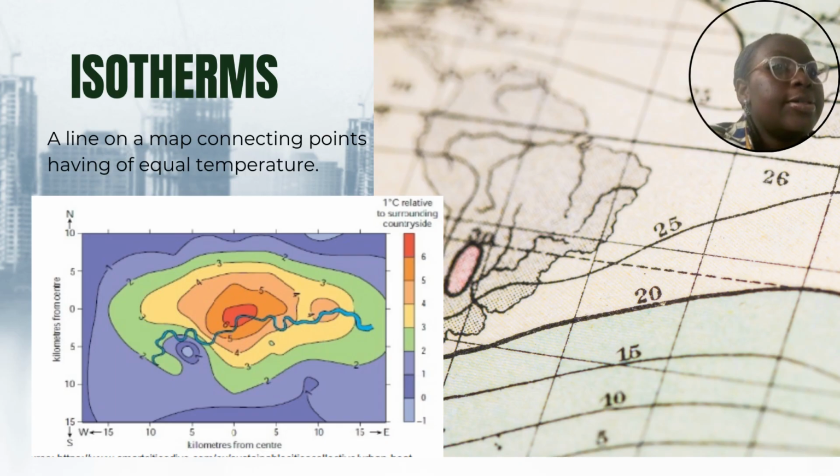Okay, now we'll look at isotherms. These are lines on a map that connect points of equal temperature. So you can see from the image, the 2s are connected, the 3s are connected, the 4s, and you can also see that scale that is there, where you can see that it's definitely redder in the center. And now as you go around, we have more purplish lines, so that gives you an indication of the type of temperature that you can expect, right?